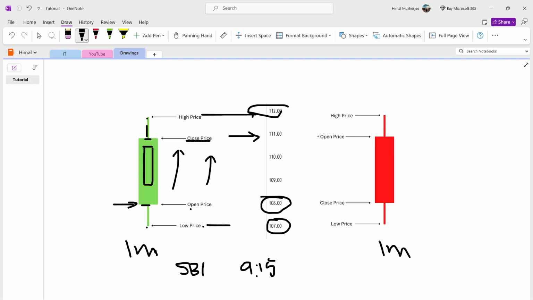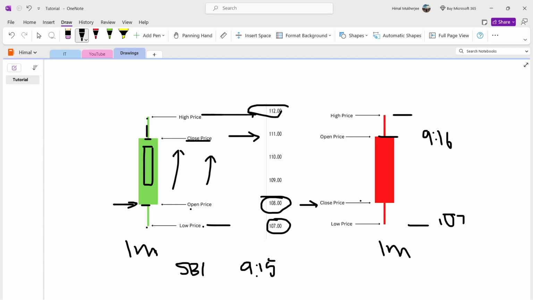Now at 9:16, the price is suppose 111 here. Okay, 9:16. Now the price goes down. It goes down till 107 within the same minute, again comes up till 112, and it closes at here 108. Okay, closes as in 9:16 and 59 seconds, the price is 108.